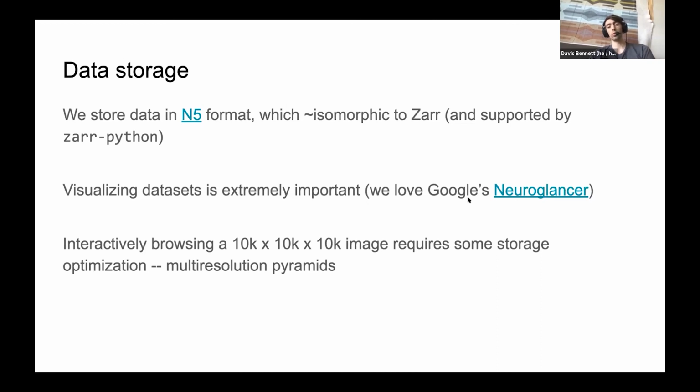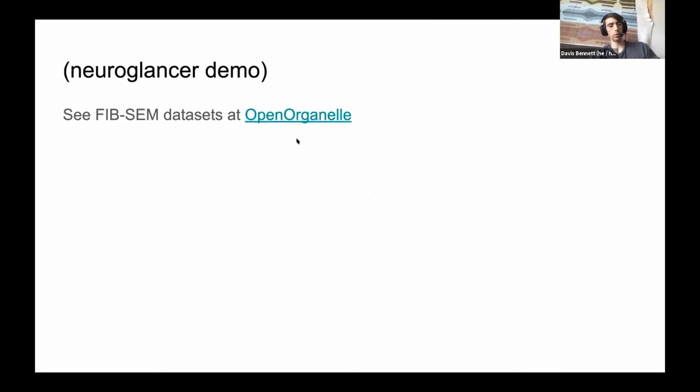And so we use a tool from Google, not an official Google product, but made by a very enterprising Google engineer, called Neuroglancer, to view it, and it natively supports large chunked arrays. But you can't just have one array with Neuroglancer. Even if it's a nicely chunked Zarr N5 array, what you really want is the ability to zoom in and out at different scale levels. And so to interactively browse a 10K cubed image essentially requires a storage optimization in the form of multi-resolution pyramids. And so I'll give you a little demo of that.